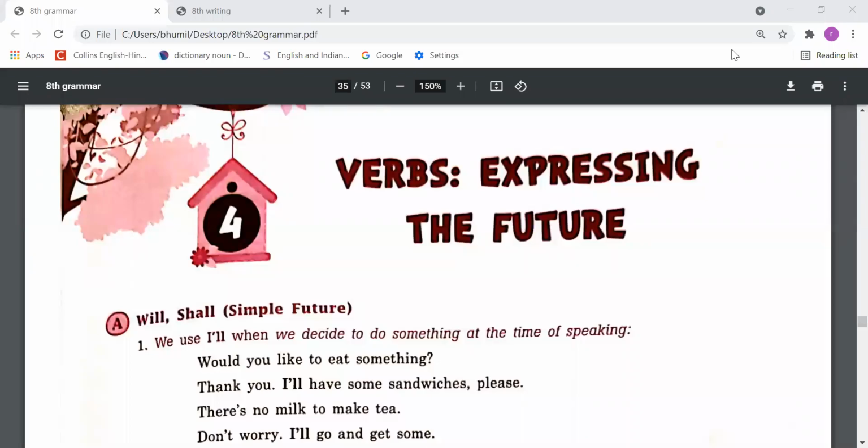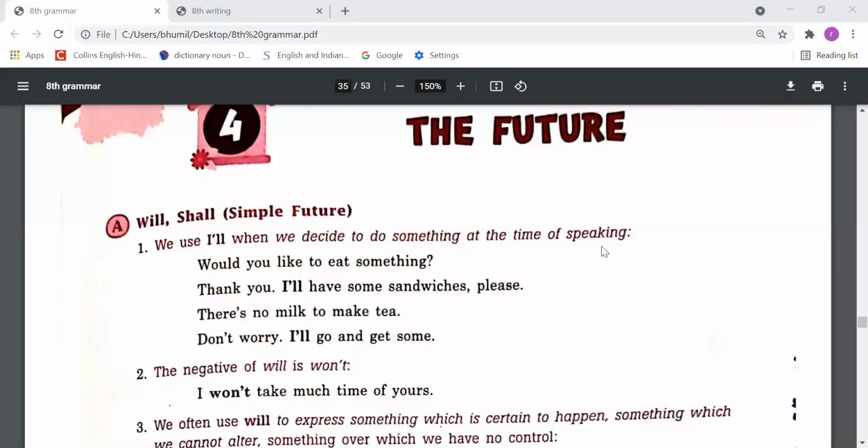Good afternoon, everyone. It's your English class, and today we are going to study our fourth chapter, Verbs Expressing the Future. So let's start. So basically, dear students, we are going to learn about the future tense. Let's read this. Will, shall, simple future.